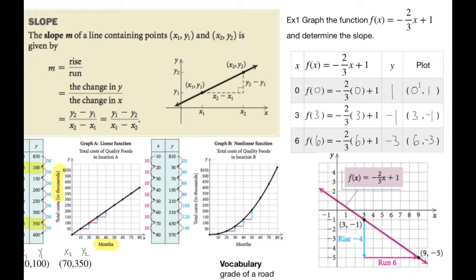I even like to put a little side column over here. You don't have to, but it reminds me that I have to plot the points 0, 1, 3, -1, and 6, -3, as you can see right here. 3, -1 is right here. And because I chose sneaky values of x, I get no decimals in the y. Although if you choose just 0, 1, 2, you're going to get decimals or fractions as y values, which are not impossible to plot, but they're just harder.